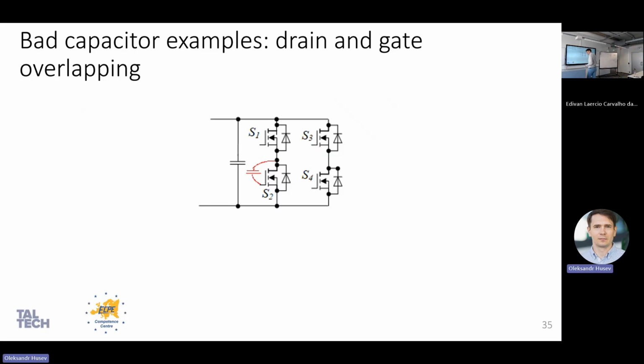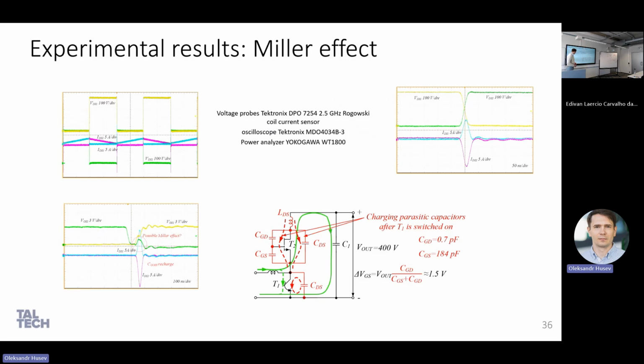So how may it happen? Actually, not all capacitors are good. And when you pay attention that you create some extra capacitors in your PCB, always pay attention: is it a good capacitor or a bad capacitor? This one, extremely not. So, the Miller effect. This is a demonstration of what I said, right? But what does it mean?